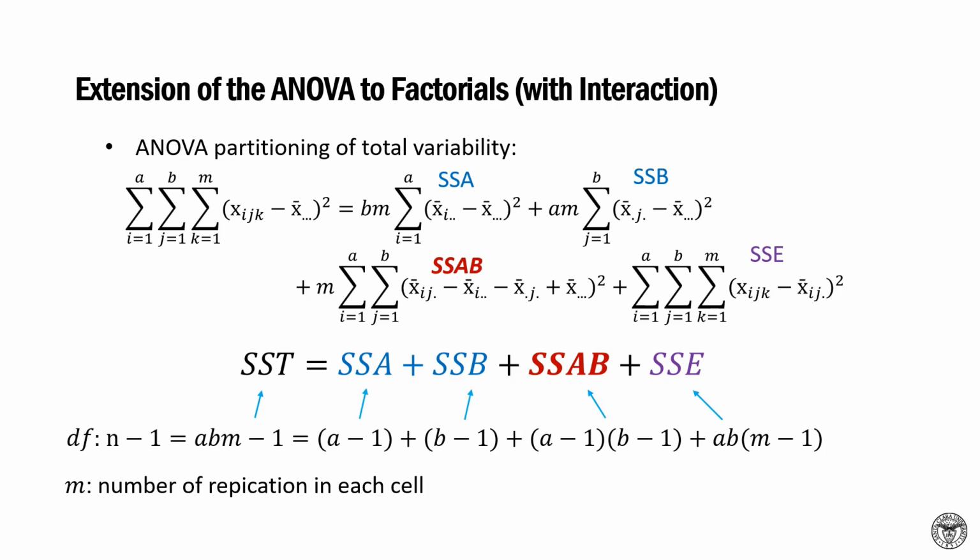The total degrees of freedom, n_T minus 1, are allocated as follows: a minus 1 degrees of freedom for factor A, b minus 1 degrees of freedom for factor B, a minus 1 times b minus 1 degrees of freedom for interaction, and a times b times m minus 1 degrees of freedom for error. Here, m represents the number of replications for each combination.